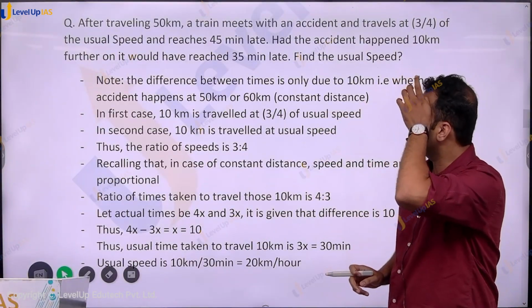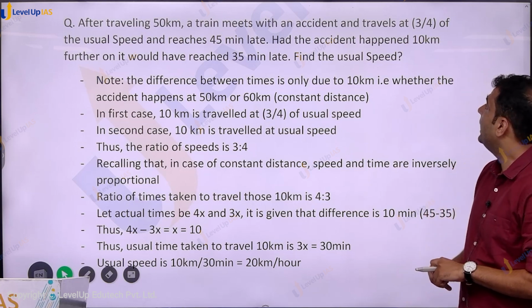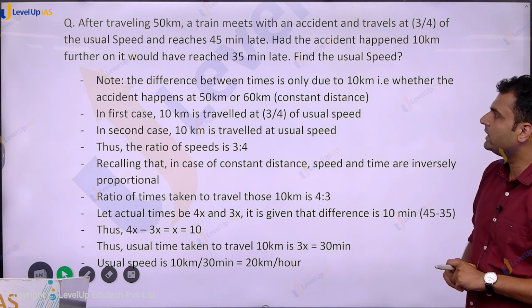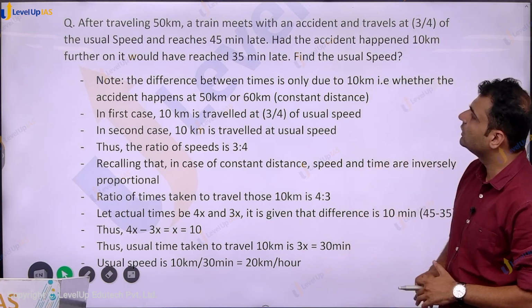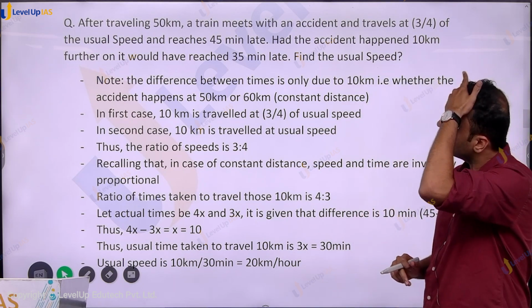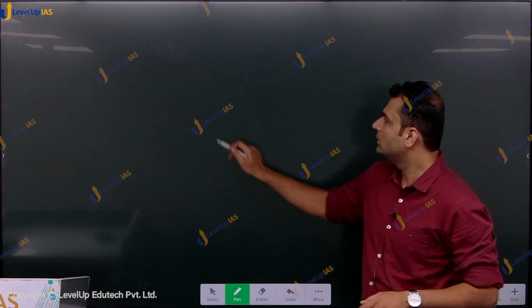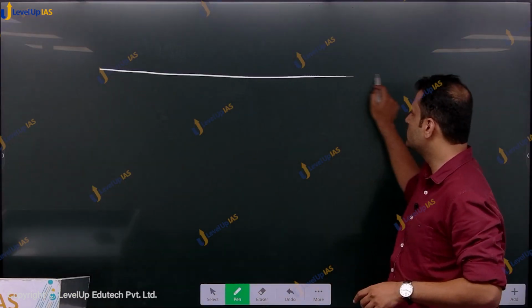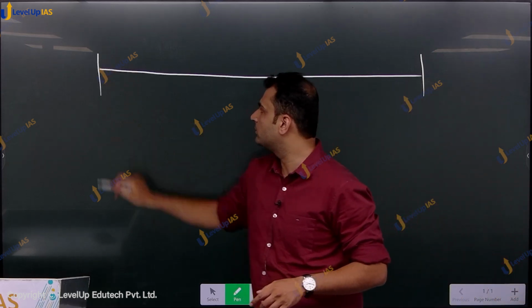After traveling 50 kilometers, a train meets with an accident and travels at 3/4 of the usual speed and reaches 45 minutes late. Had the accident happened 10 kilometers further, it would have reached 35 minutes late. Find the usual speed. So I'll explain. This is the train's journey. It is starting from here, and here it wants to reach.